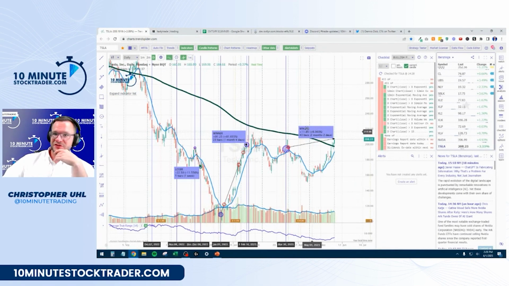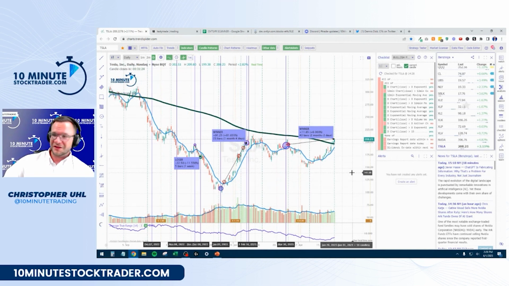Tesla, everyone's favorite to trade. 1, 2 out of 3. And then look at this, a $91 winner versus a $22 loser. Now, a $22 loser hurts, right? But when you get a $91 winner after that, it makes up for it quite a lot.